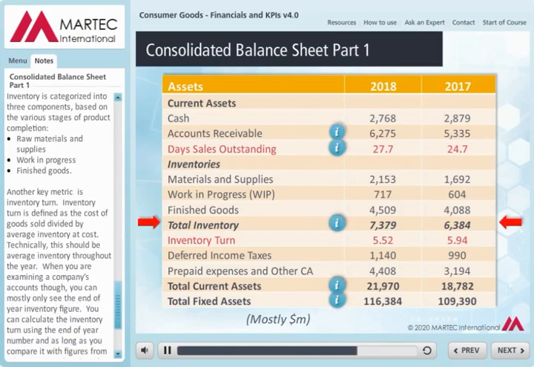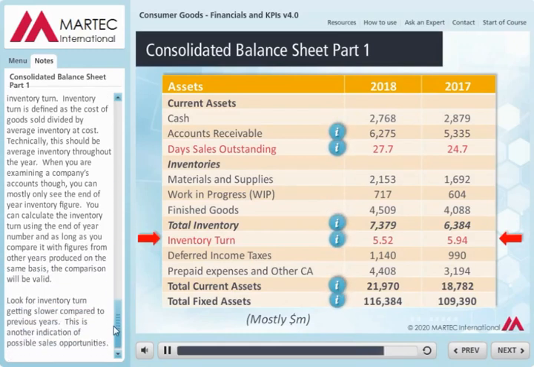Inventory is categorised into three components based on the various stages of product completion: raw materials and supplies, work in progress, finished goods. Another key metric is inventory turn. Inventory turn is defined as the cost of goods sold divided by average inventory at cost.